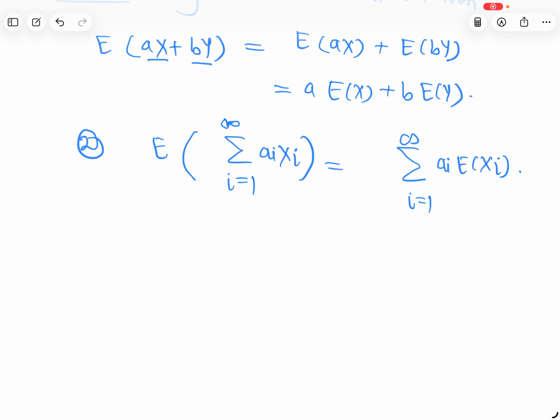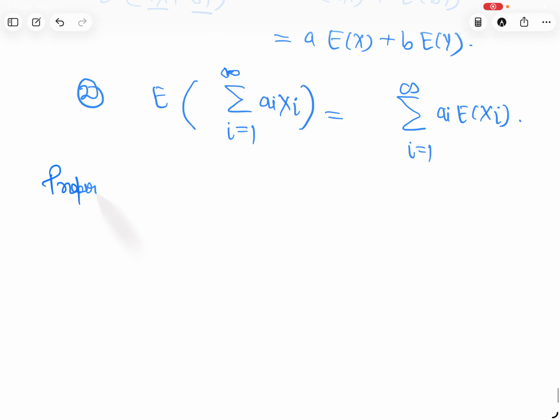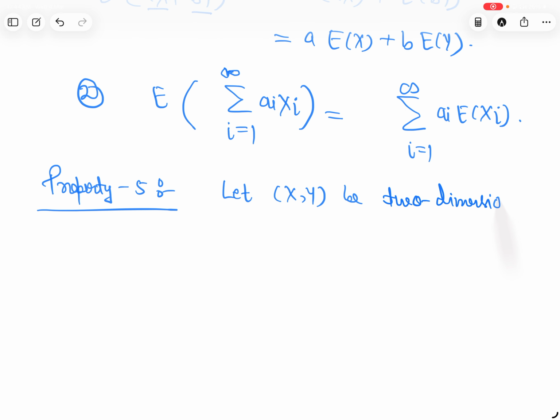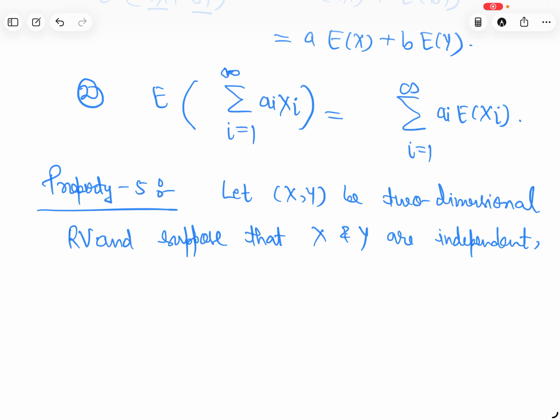Property 5. Let (X, Y) be a two-dimensional random variable and suppose that X and Y are independent. Then expectation of XY is equal to expectation of X, okay, into expectation of Y. So let's see its proof.